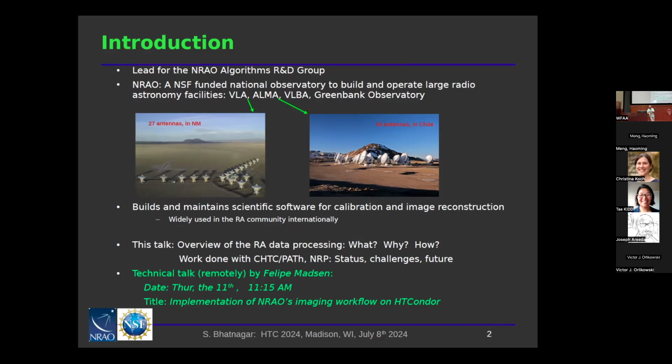We also write the software that processes all that and is used worldwide. In this talk, I'll give you an overview of radio astronomy processing. What do we do? How do we do it? Why do we do it? And all that. And also about the work that we did with CHTC and PATH.